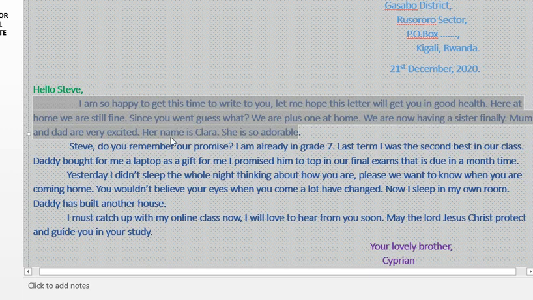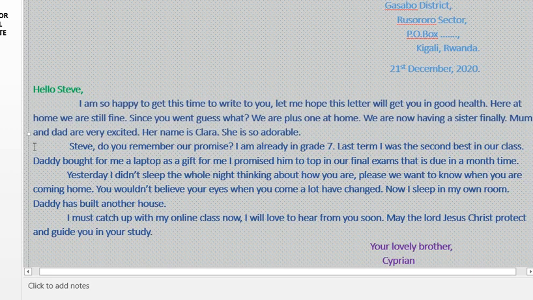Now if you look at the second paragraph, you can see that it is well indented. You enter inside a bit and you start writing. That is how you can paragraph your work, that is if you want to use this method of indenting your paragraphs.